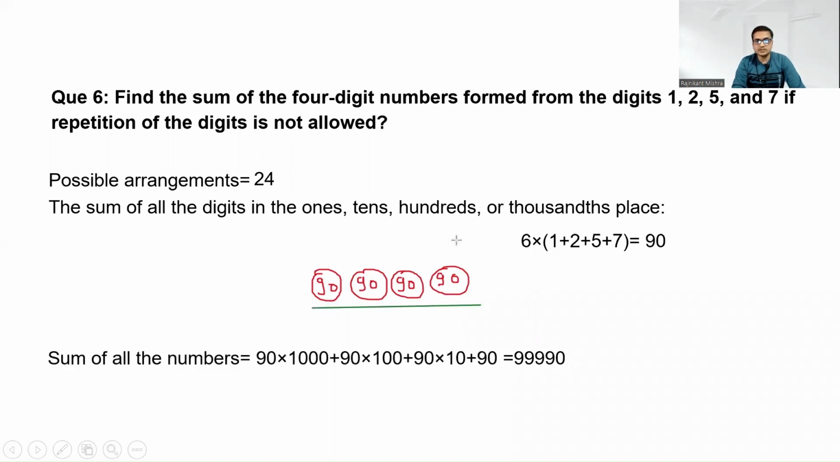Or you can do this. Put 0 here. Add this 9 into 90. 90 plus 9 is equal to 99. Put 9 here. Again, forward this 9. 90 plus 9 is equal to 99. 9. Again, forward this 9. 90 plus 9 is equal to 99.